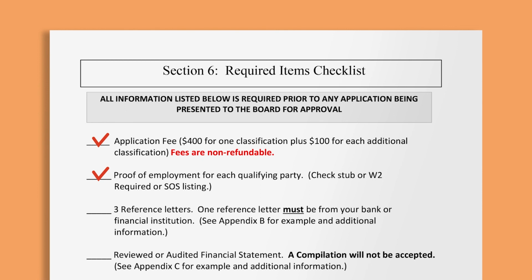Applicants must submit a minimum of 3 reference letters. One reference letter must be submitted by the applicant's bank or financial institution. The other reference letters can be submitted by any individual or entity the applicant has worked with, such as another contractor, architect, or supplier. Refer to the appendices at the back of the application for example reference letters.